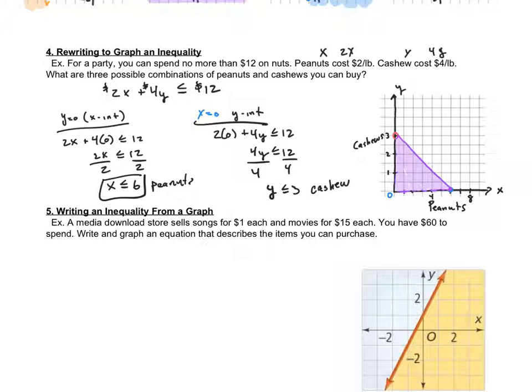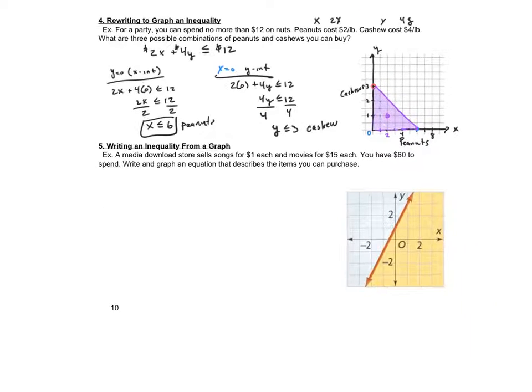There it is. Now, what would be 3 possible solutions? Well, 3 possible combinations would be any of these points. For example, if I were to have purchased 2 pounds of peanuts and 1 pound of cashews, that would have been a solution. I would have had money left over, but I did not exceed what I was allowed to spend. So there's looking at graphing this real world scenario.